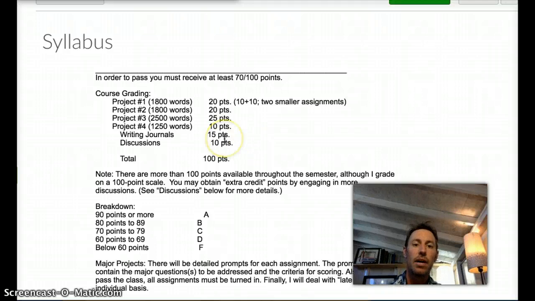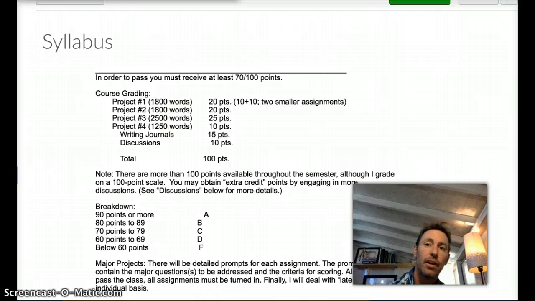You have 15 points connected to the writing journals you'll be doing, and then you have 10 points for the discussions. Now, there's a little bit of built-in extra credit. And what I mean by that is that I give you more discussion boards than are equal to 10 points. So you can actually achieve more than 10 points for the discussion boards should you wish to partake in all of them. So there's like 3 or 4 points of extra credit that's built into the course from the get-go. But again, 100 points overall. And again, I hope it's straightforward and streamlined.